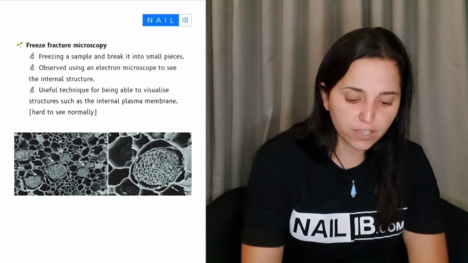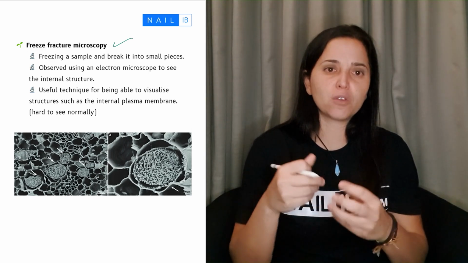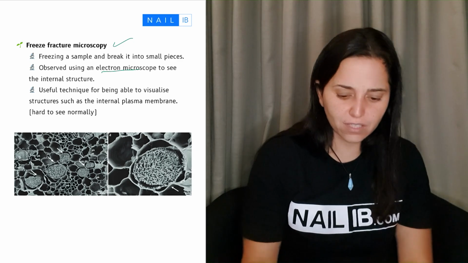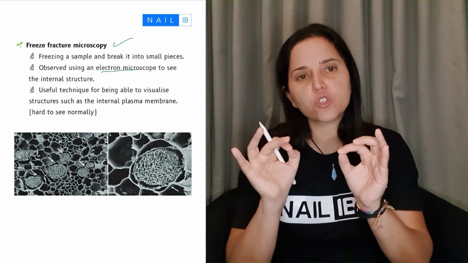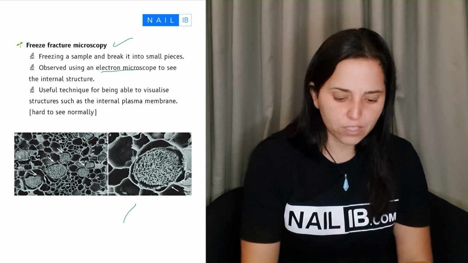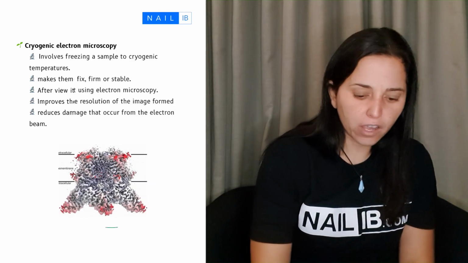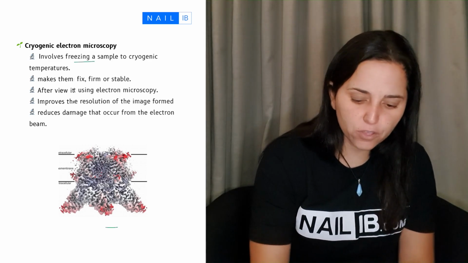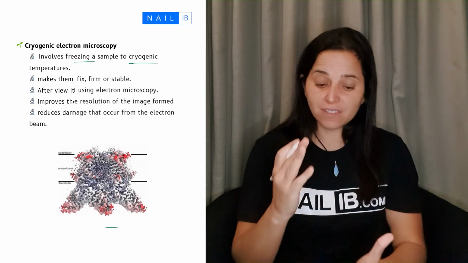So here we have freeze fracture. It's where you freeze the specimen and then break it into pieces. Then you put them into an electron microscope and visualize what is there. Usually you can see the tiny internal structures inside of the cell. You can see right here how detailed these are. The second one is cryogenic electron microscopy, where you also freeze the sample, but now using cryogenic temperatures. The samples are fixed, firm, and stable.